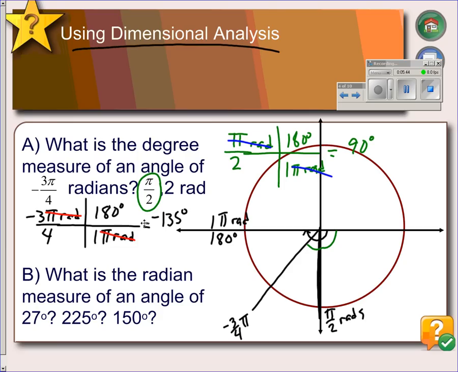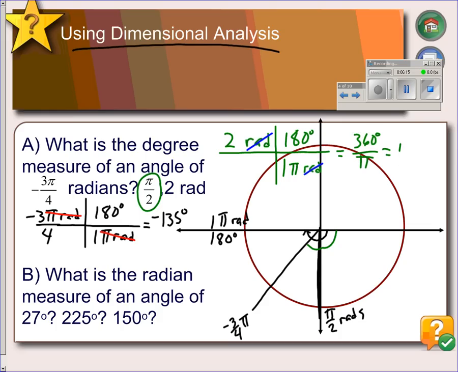If we just have 2 radians, we can do the same thing. So we have 2 radians. Notice there's no pi on that. 1 pi radian is equal to 180 degrees. So the radians will cancel, but the pi's do not. So this gives us 360 degrees divided by pi, which we could calculate in the calculator, and we get 114.6 degrees.